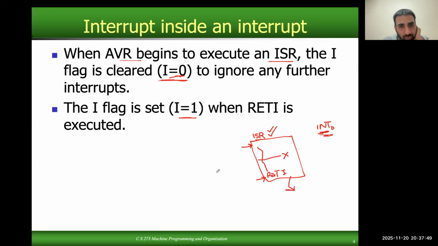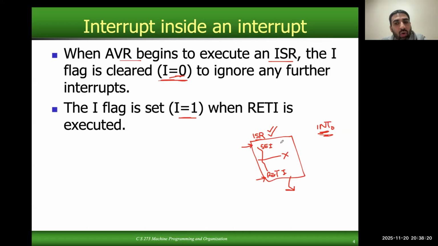You can do that, but the default behavior is that it is not allowed. You can actually enable it, because when you start running the ISR, you can put an instruction here, SCI, set interrupt enable. So no, I think it is SEI, not SCI. So SEI, set interrupt enable. What it will do is set I equal to 1.